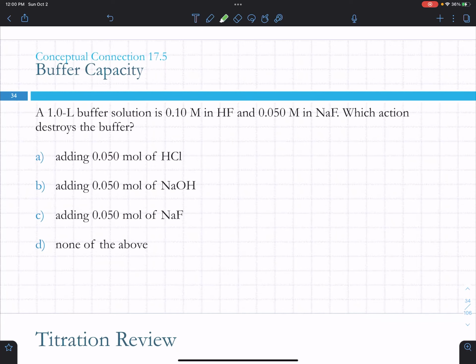So what's going to destroy our buffer? Should pause here, take a second, try and figure this out. The thing that's going to destroy our buffer is anything that consumes all of one of our buffer components, so either the acid or the base. And in this case, it's going to be A, because adding all of this strong acid is going to neutralize our weak base completely.